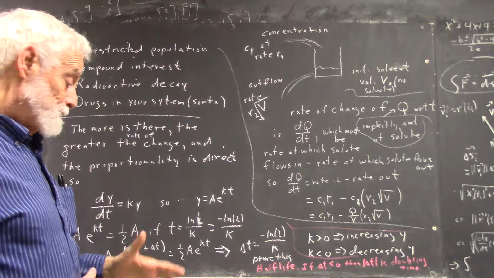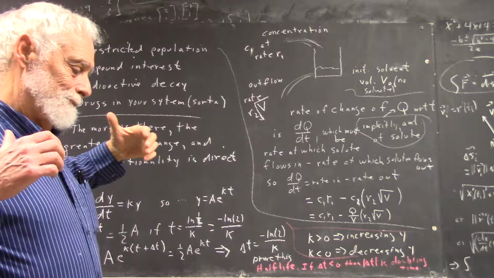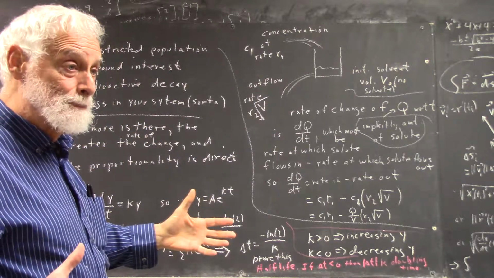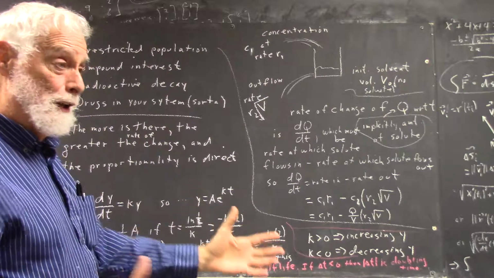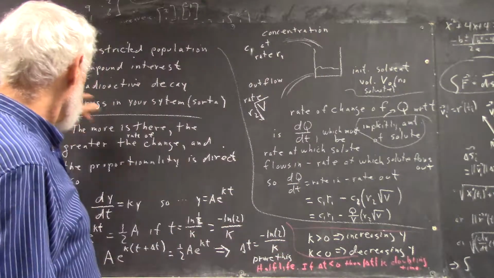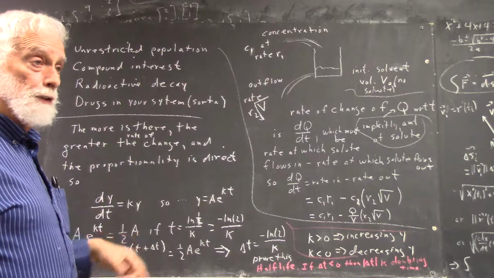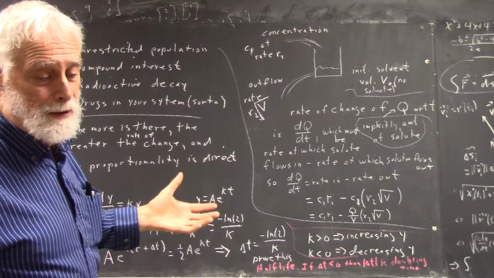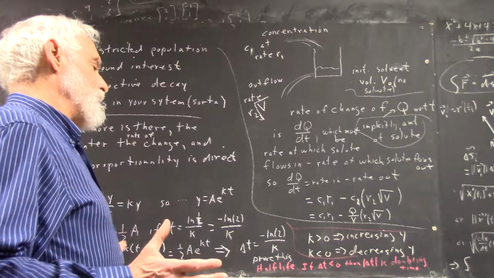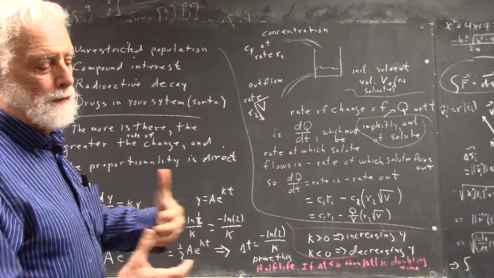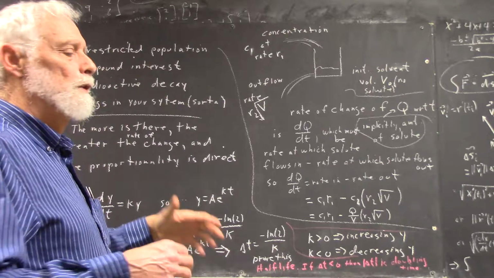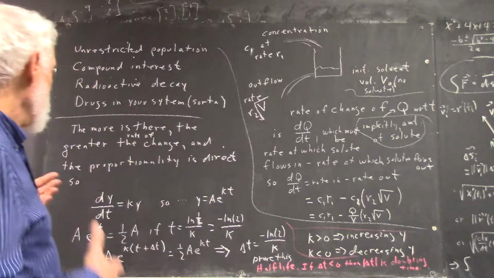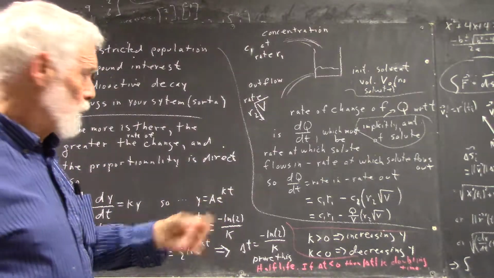Radioactive decay, the more atoms you have, the more atoms there are to decay, and the greater your rate of decay. Drugs in your system, the more drugs, the easier it is for your system to filter out, or the more your system will filter out. Okay, I don't want to get into the biology of that because I don't know it.